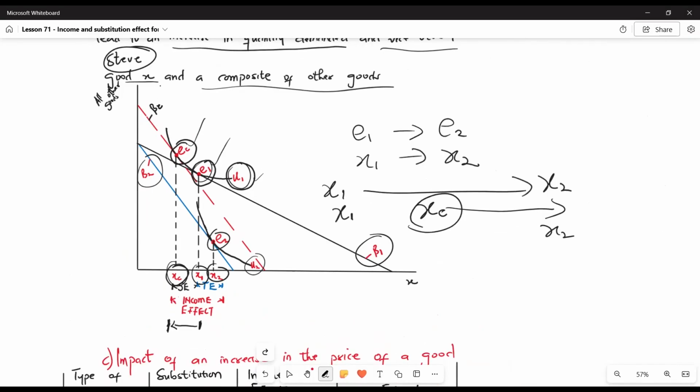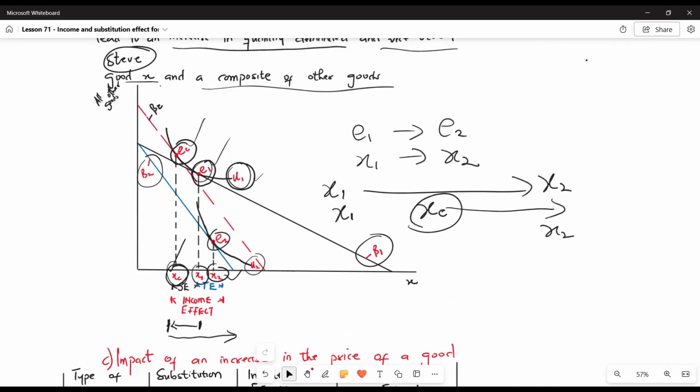So we have XC over here and X2 over here. You can immediately see that this is an increase, and this is definitely larger than our substitution effect. So the net effect of the increase in the price of good X is an increase in the demand of good X from X1 to X2. And this is because the income effect, which is positive in this case, dominates the negative substitution effect. So since demand increases when price increases, it means for Steve, good X is a Giffen good.